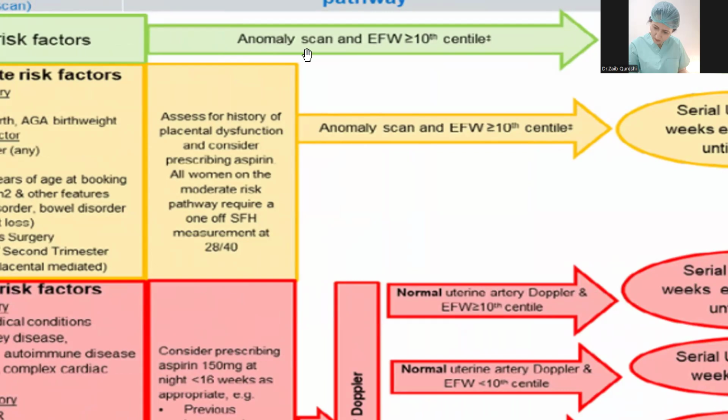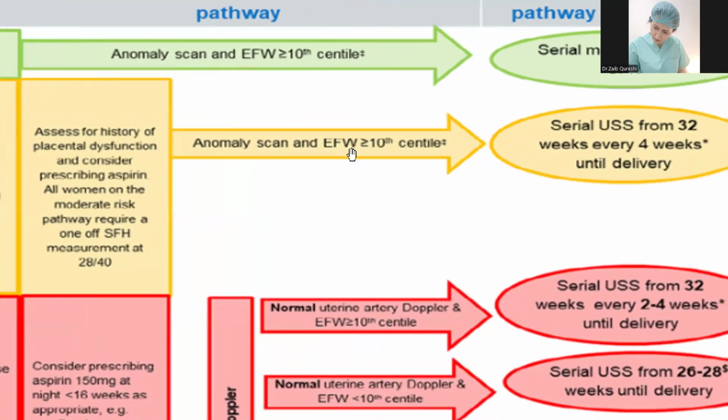Okay, so symphysiofundal height measurement is going to give you a clue that this lady can be at risk of development of FGR. Then what you will do, this was at the time of booking, then you will do anomaly scan at 20 to 22 weeks, and then you will look at the normal parameters and everything. If anomaly scan was done and estimated fetal weight is more than 10th centile, it means it is somewhat normal.